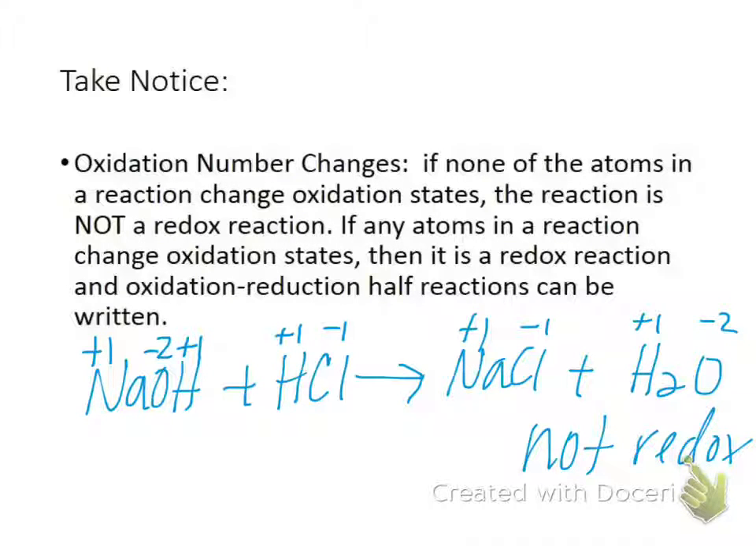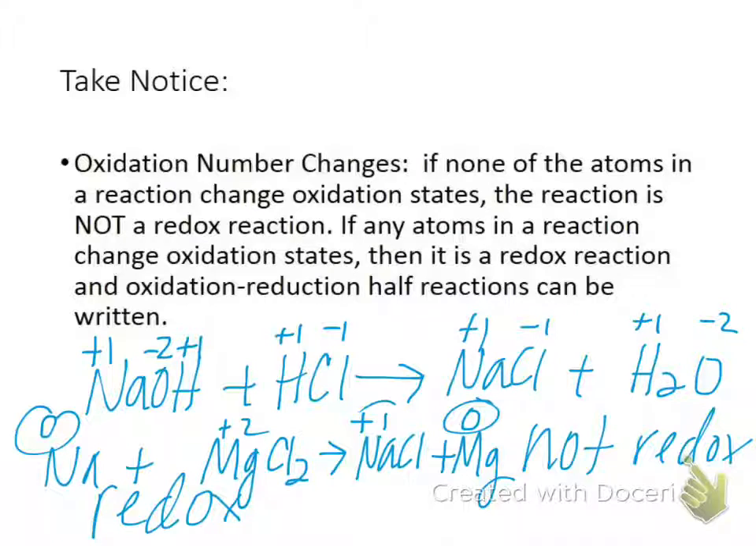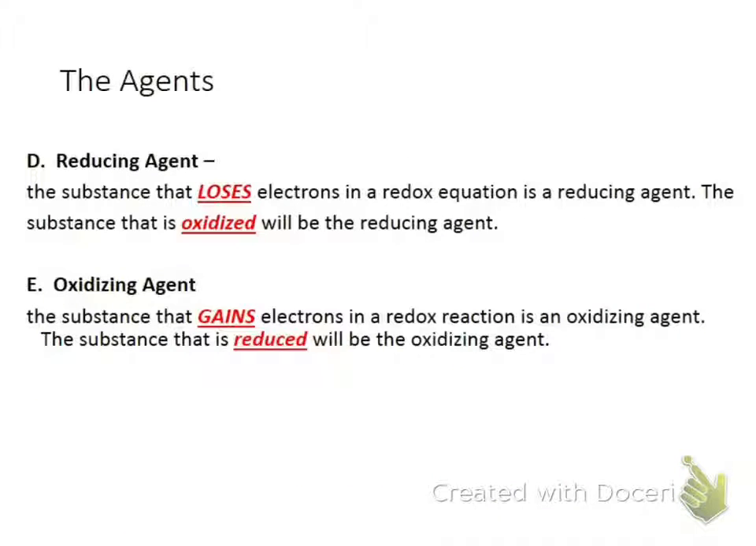Okay? But let's say I was doing sodium plus magnesium chloride. Then I would assign oxidation states, and I would see that this is 0 to +1. This is +2 to 0. That would be redox because of the change in the numbers. So that's how we recognize if something's going to be redox or not. We've got to look quickly. If you see something that's got free elements on one side and then a compound on another, it's usually going to be a redox.